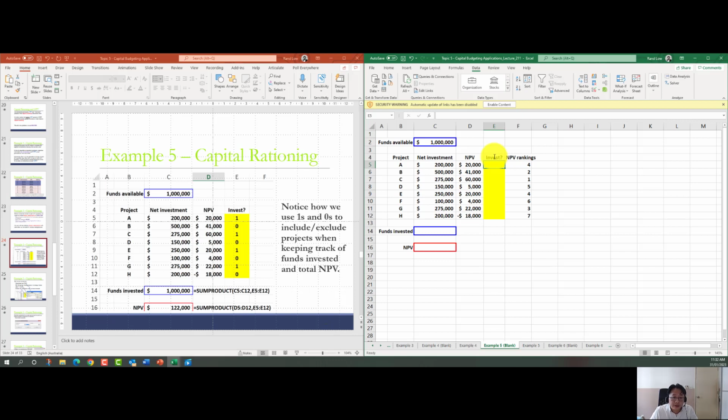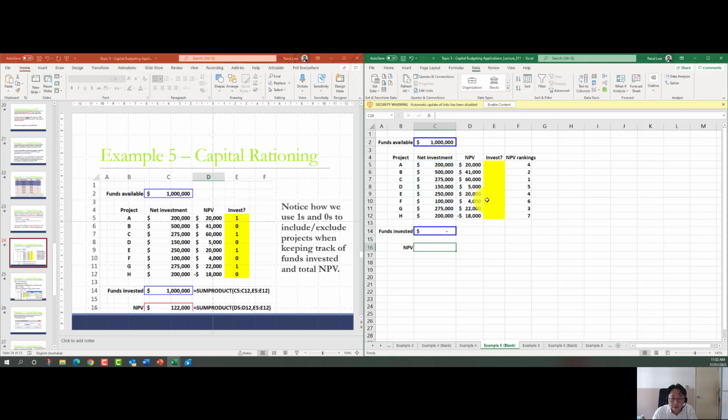Okay, so the ones and zeros are how we keep track of which projects we're investing in or not. We're going to use funds invested equal to some product of what we invest in. If we're investing in A, then we multiply, and if it's a 1, it becomes 200,000. If it's a 500,000 with a 0, then it'll be 0. So we're actually doing a sum product of these two columns.